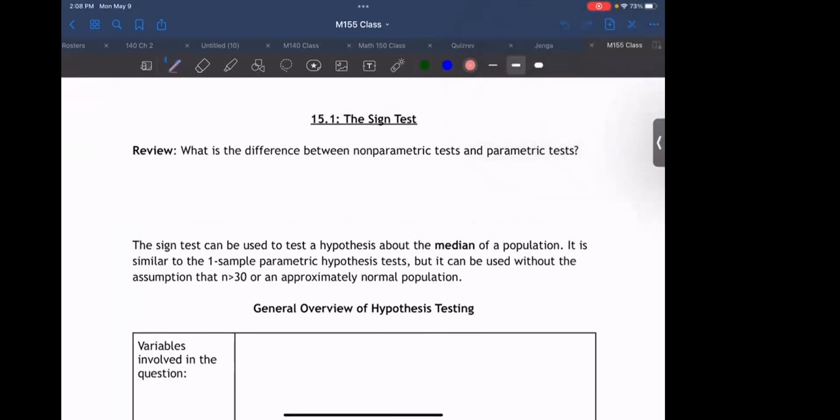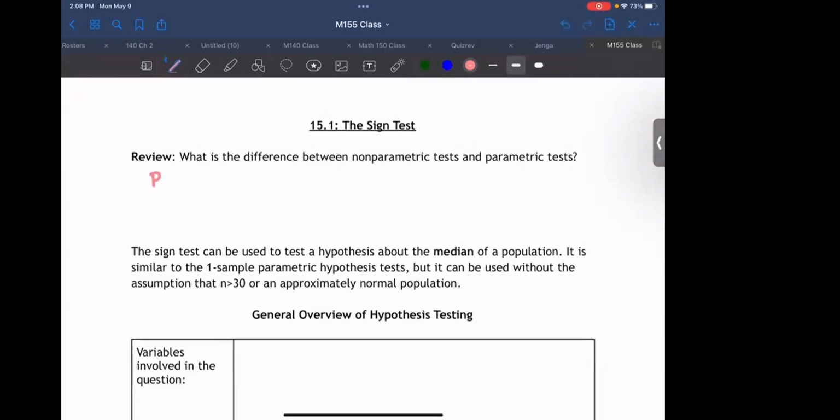Does anyone remember what non-parametric meant? It has the word parameter in it. Anyone remember what a parameter is? When I introduce population, right? Parameters are things that describe populations. So parametric tests need something about the population to be true, right?